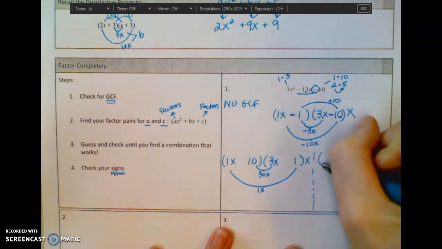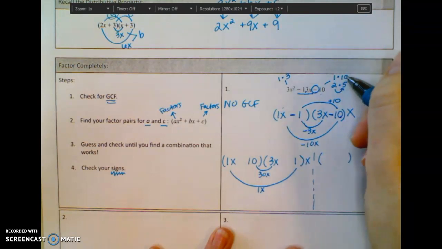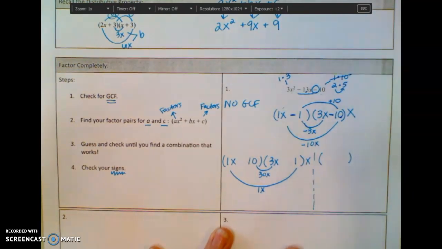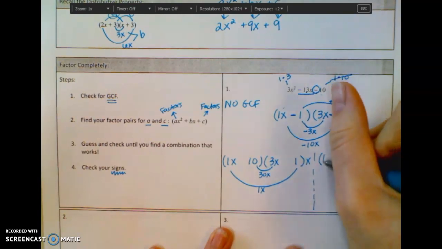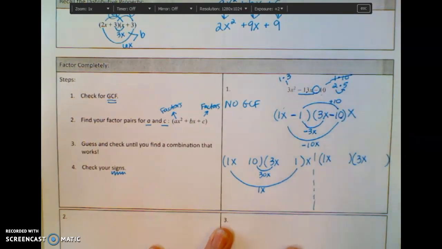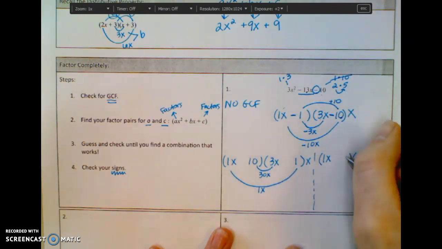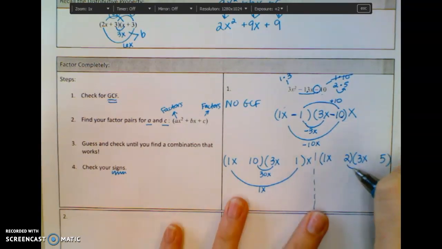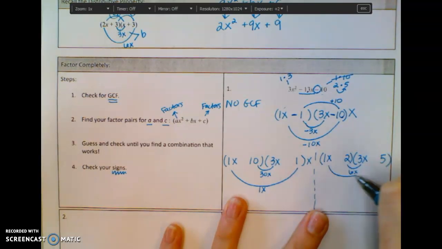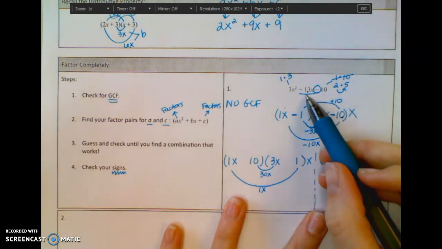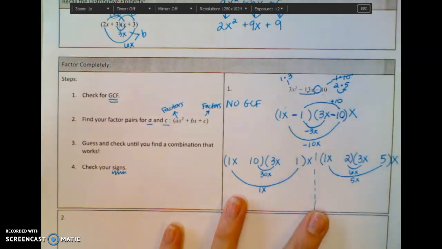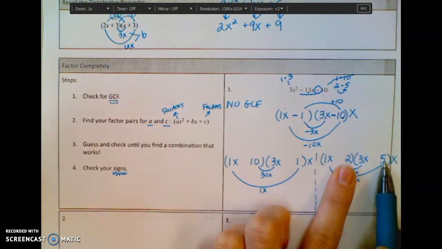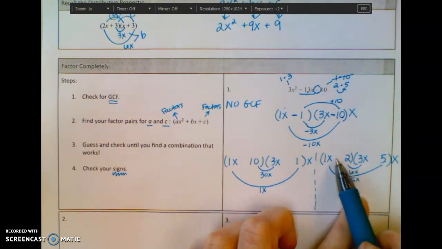So I'm going to come over here and try a new combination. We tried 1 and 10 and 10 and 1, so cross that out. That one's done. We still know we'll have 1x and 3x. Now we're going to try 2 and 5. So I can start out by trying a 2 here and a 5 here. Inner product is 6x. Outer product is 5x. Will 6x and 5x ever give us -13x? No, that one doesn't work. So because we know 2 and 5 doesn't work, we need to flip it and try 5 and 2.